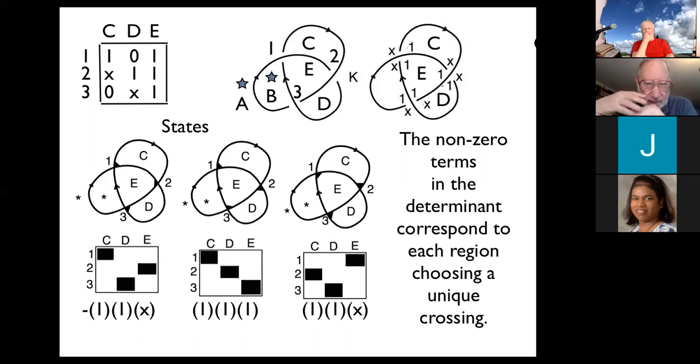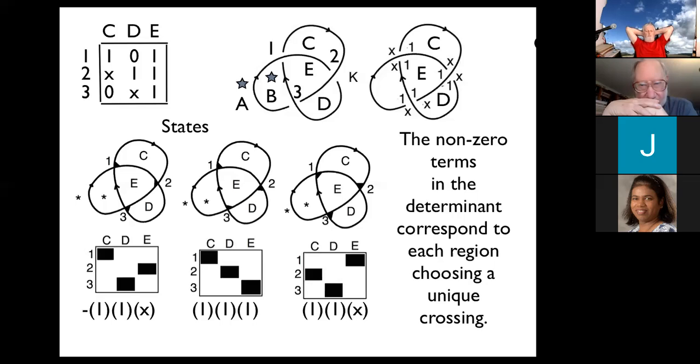Let's say we want row 1 of the matrix. Row 1 is asking, what does C choose, what does D choose, and what does E choose? So you look for crossing number 1. You have to look at just crossing number 1, which is in the upper left to the right hand bit. And you see that C has a 1, and E has a 1, and D has a 0. So C chooses 1, E chooses 1, D chooses 0 there. In the second row, to do one more, you see that C is getting an X, D is getting a 1, and E is getting a 1.